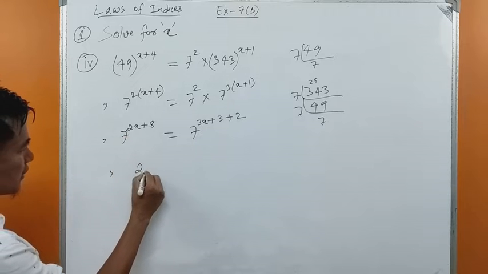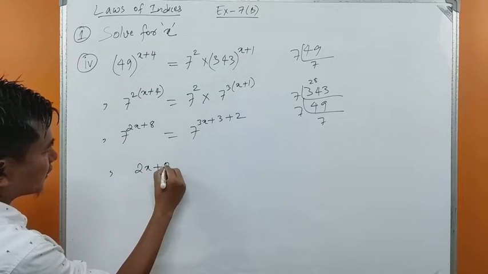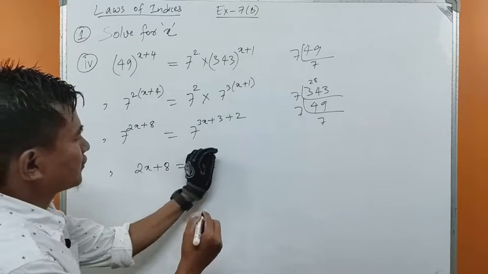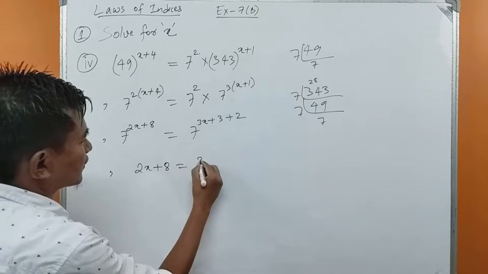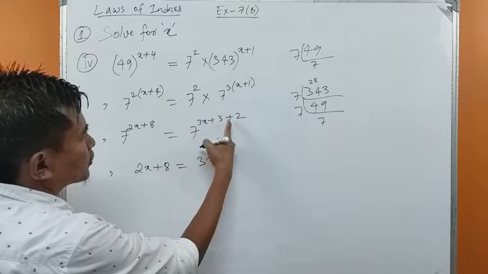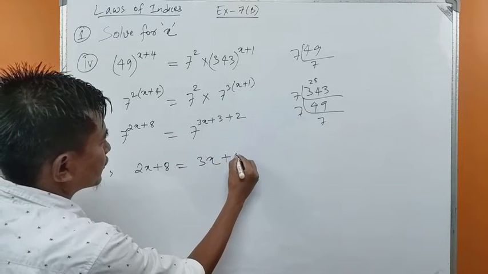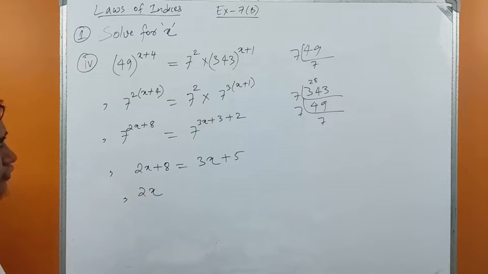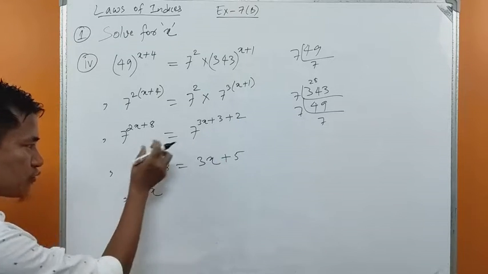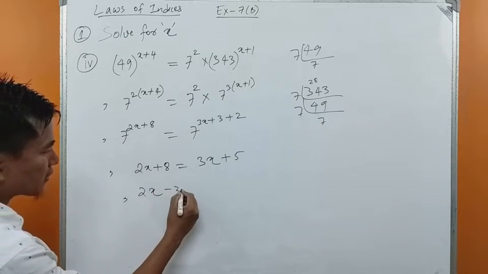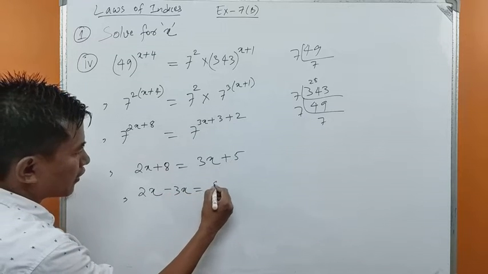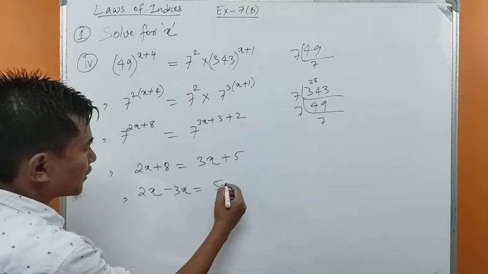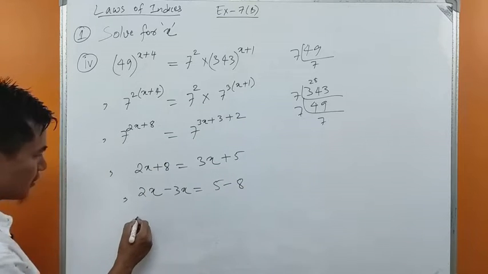So 2x plus 8 equals 3x plus 3 plus 2, which is plus 5. 3 plus 2 is 5, isn't it? So this 2x we keep as it is in the left hand side. Now let us bring this plus 3x to the left hand side. It becomes minus 3x. We have plus 5 in the right hand side. Now let us transpose this plus 8 to the right hand side. It becomes minus 8, isn't it?